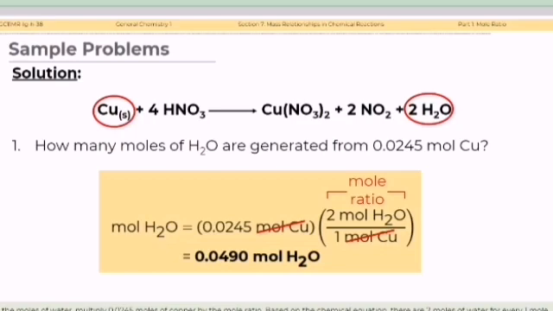To find the moles of water, multiply 0.0245 moles of copper by the mole ratio. Based on the chemical equation, there are 2 moles of water for every 1 mole of copper. Since our goal is to convert moles of copper to moles of water, the mole ratio is then 2 moles of water over 1 mole of copper. Simplifying the equation, we have 0.0490 moles of water.